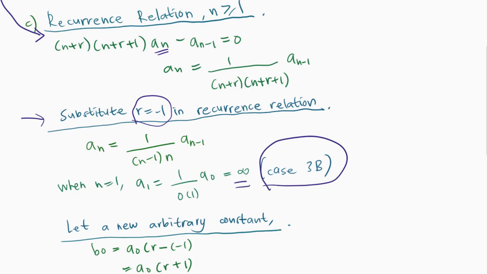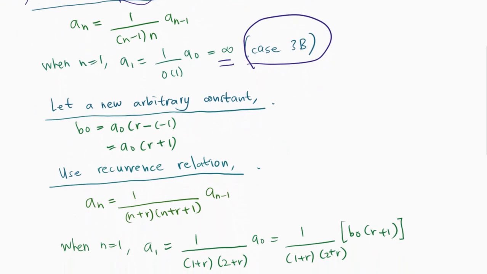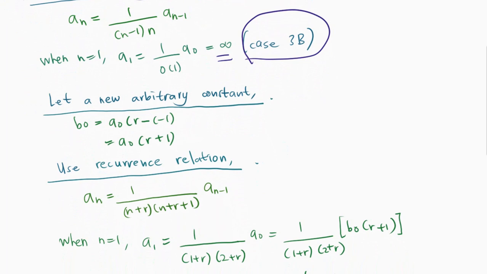Okay, when it is case 3b, we need to let a new arbitrary constant, which is b0. b0 is equal to a0 in bracket r minus 1. Okay, we have another bracket here. Because b0 is actually a0 (r minus r1). Therefore we have b0 equal to a0 (r plus 1).